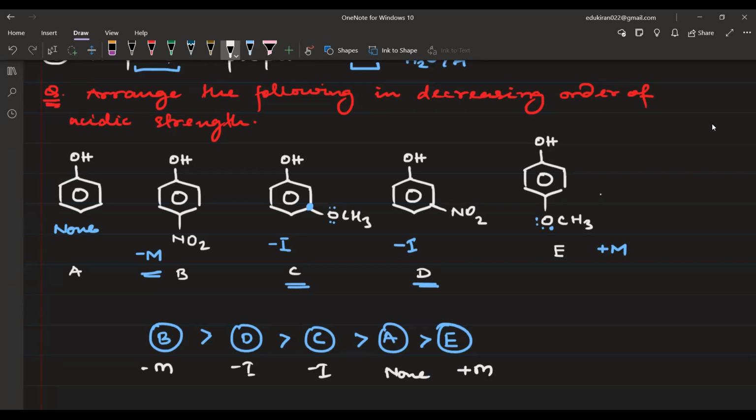Now, if you look at the table, the order that we learned in the lecture about alcohol's acidic character, there also you can see that minus M will have the highest acidic character, followed by minus I, then none, then plus M, okay? So this trend is going to be there always.